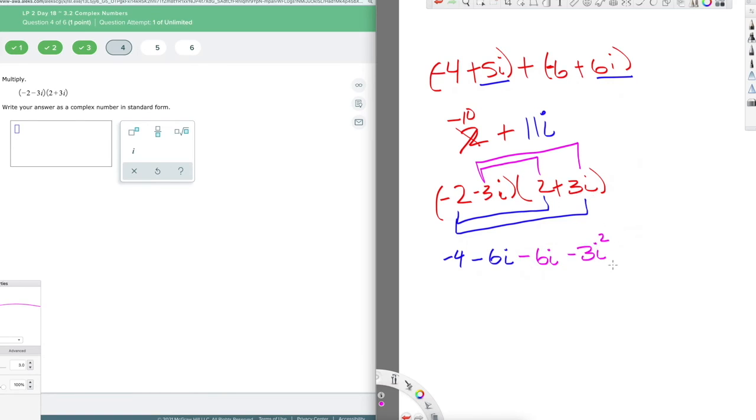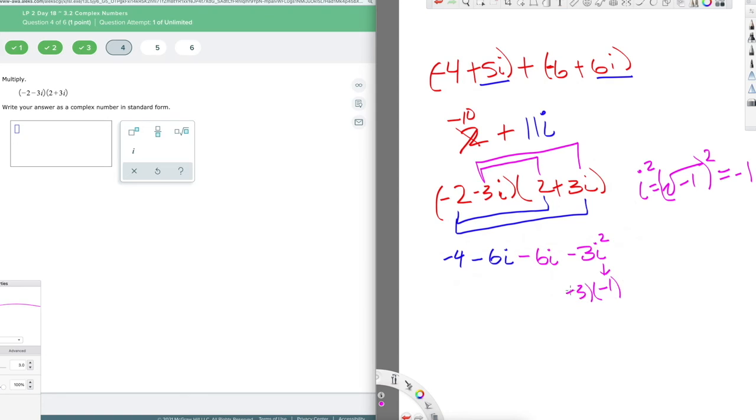So now this is actually going to cause a little bit of a different thing. Remember, i equals the square root of negative 1. So if I square this, i squared is equal to the square root of negative 1 squared. Well, if I square that, it's actually just negative 1, because if it's squared, that means the square root is just that number, negative 1. So this ends up being negative 1 times negative 3.